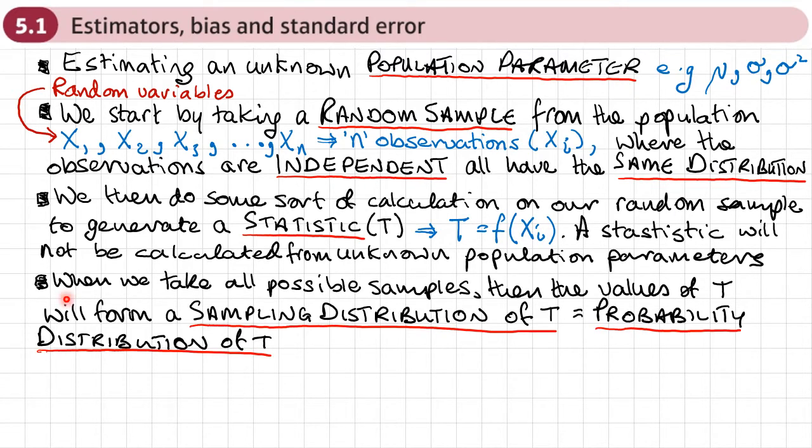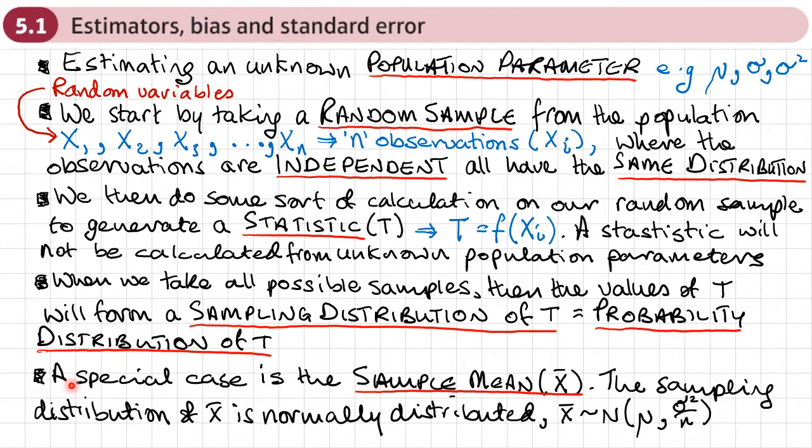Now when we take multiple samples, in fact when we take all possible samples, the values of T that we calculate by doing some sort of function on our sample will form what we call the sampling distribution of T, also known as the probability distribution of T.